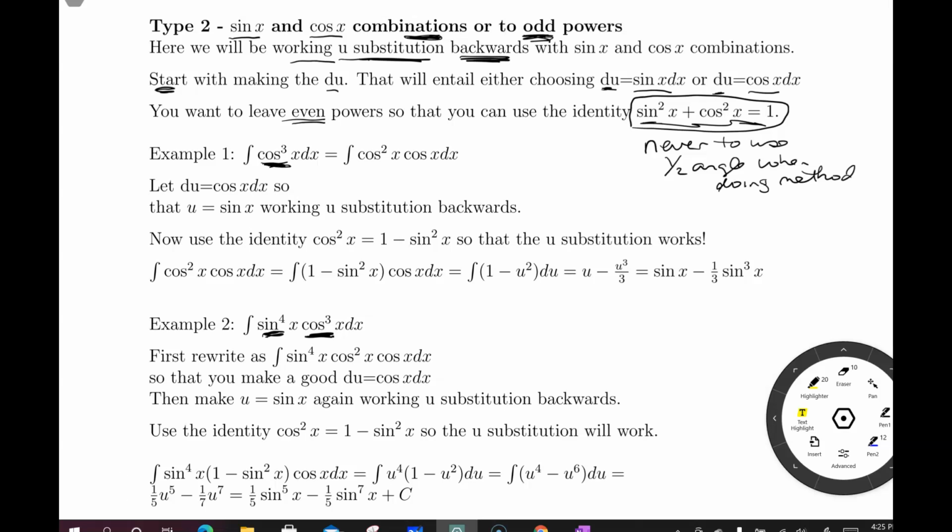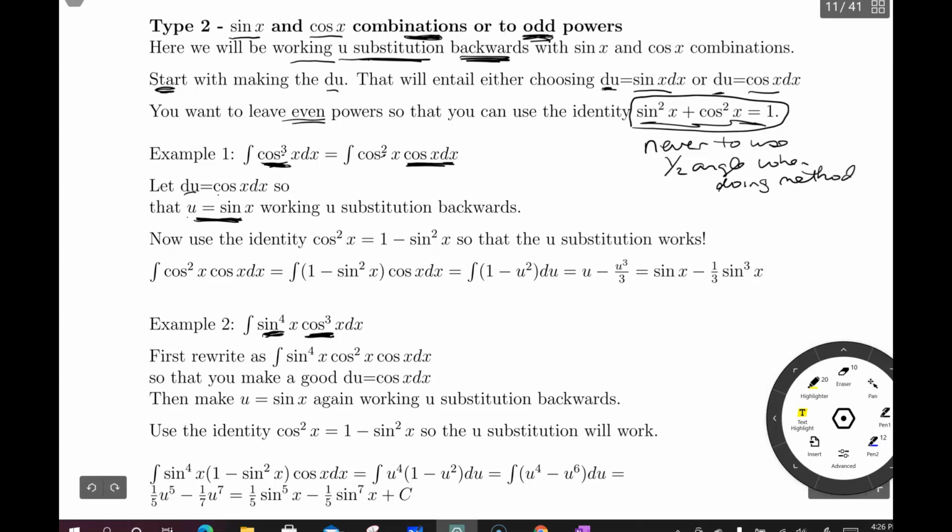So here's cosine cubed. I want to leave even powers, so I'm going to make it cosine squared times cosine. I'm going to peel this cosine off and put it beside the dx, because this is what I'm going to make my du. So that would be my next step: du equals cosine of x dx. Because I'm thinking about u substitution, what must the u be so that my du is cosine? My u must be sine. So I just worked it backwards.